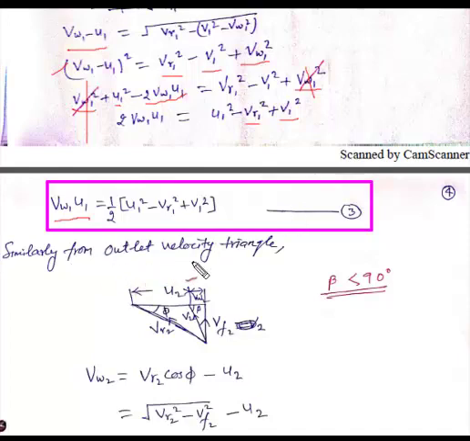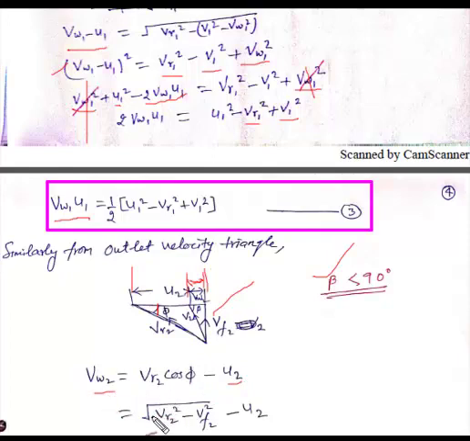Similarly, from the outlet velocity triangle, this is the outlet velocity triangle, here we can see Vw2, it means whirl component at outlet, here this is the whirl component. Here when beta is less than 90 degree, then Vw2 is equal to, from the triangle law, Vr2 cos phi minus U2. Here this whole value is from this point to this point, Vr2 cos phi, because this is the angle phi, then Vr2 cos phi minus U2 gives us the value of Vw2.